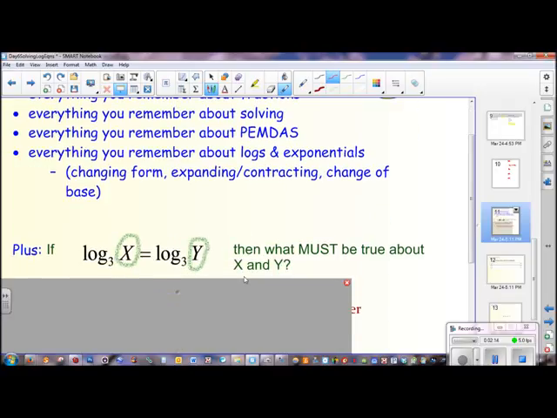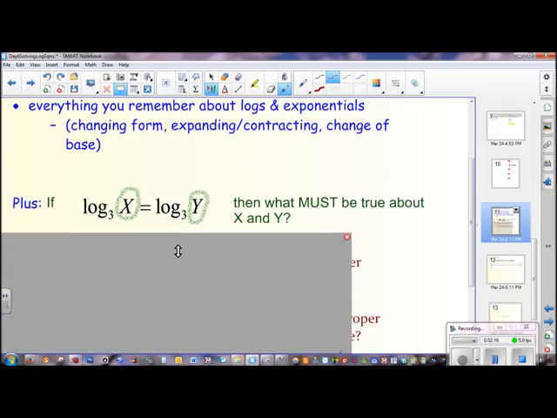A couple of other things, more out of the category of basic things that we've learned in algebra already, but take a look at this statement here. If you have a log base 3 of some argument on the left and you have a log base 3 of some argument on the right, then I hope you would tell me that the only way this can be true is if x is equal to y.